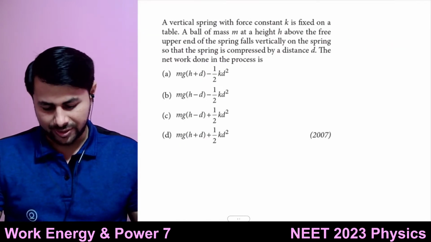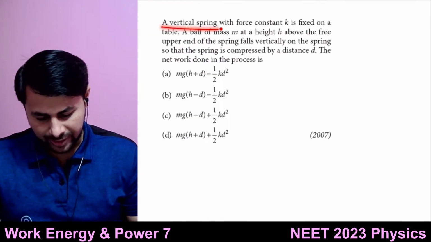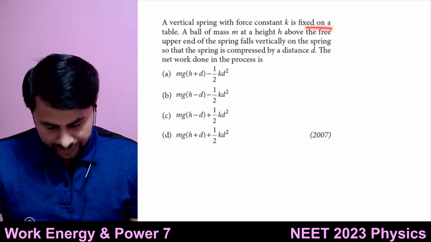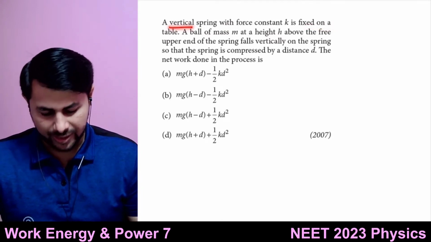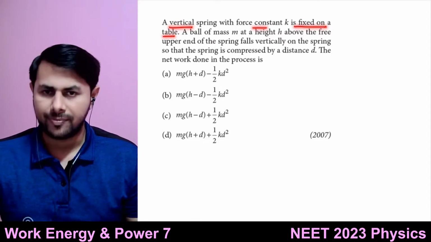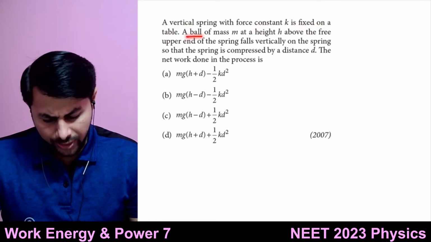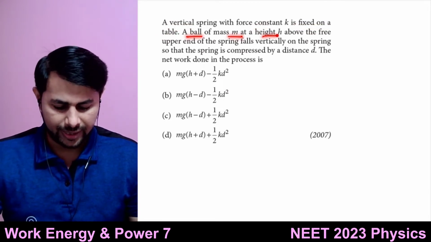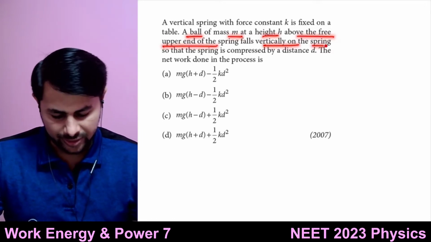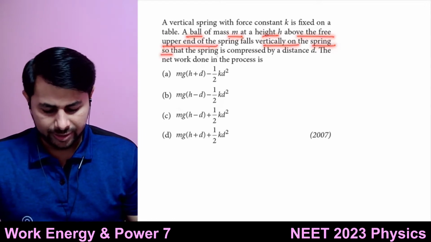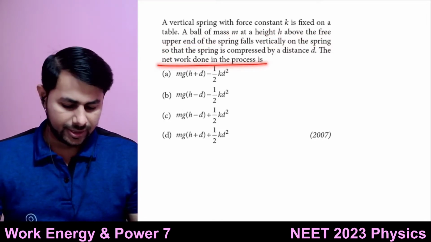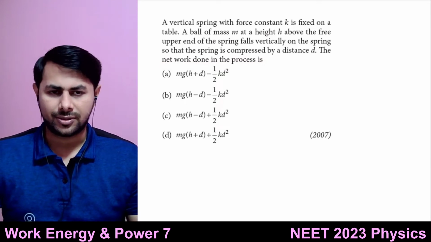Okay, next question. A vertical spring with force constant k is fixed on a table. A ball of mass m at height h above the free upper end of the spring falls vertically on the spring so that the spring is compressed by distance d. The net work done in the process is? This is the question.